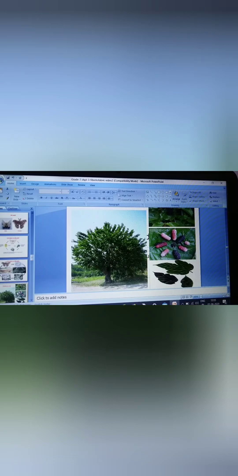Now you will see the mulberry tree. These are the leaves on which the caterpillar feeds. So the caterpillar feeds on the mulberry leaves. This is the tree. You can have a look at this.